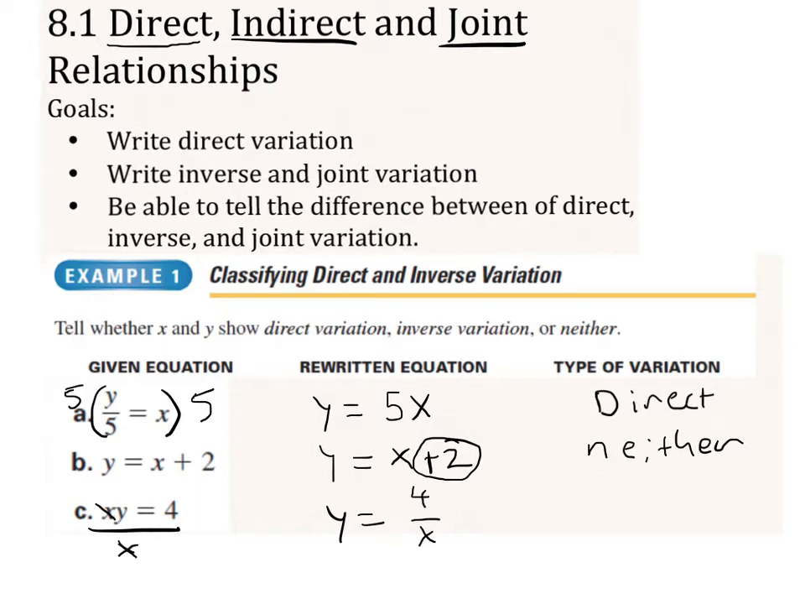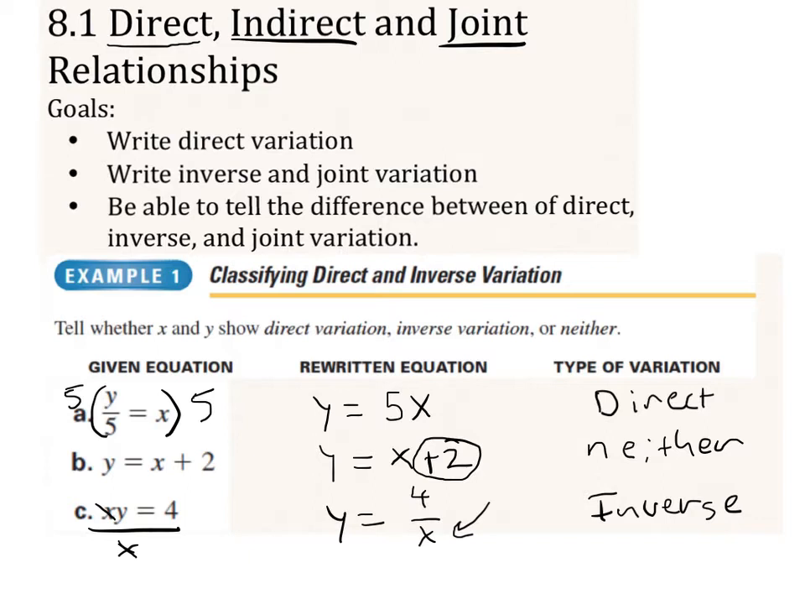And the largest reason for that is as x gets bigger, y gets bigger. Whereas in C below, we would call that inverse. Because the x is in the denominator here, we would say that when x gets bigger, y gets smaller. So if they're growing in opposite directions, then they're considered inverse.